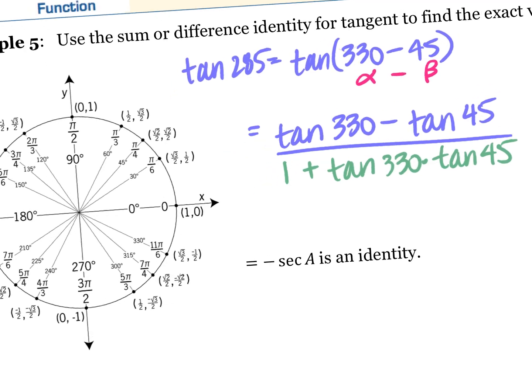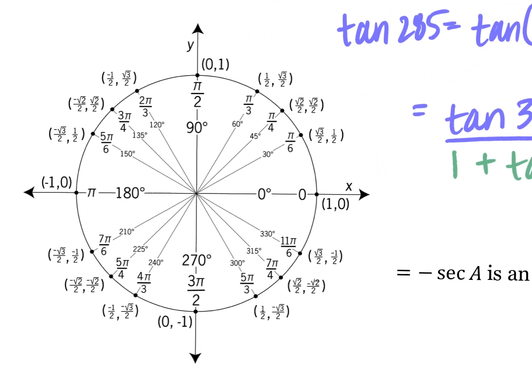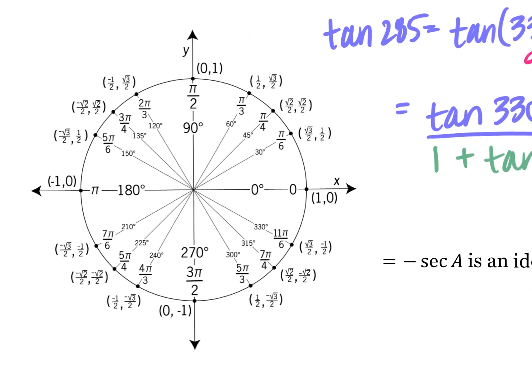Okay, here we go. Tangent of 330. Ooh, what is it? Oh, this is negative. Tangent at 330. Root 3 over 3. Negative root 3 over 3.